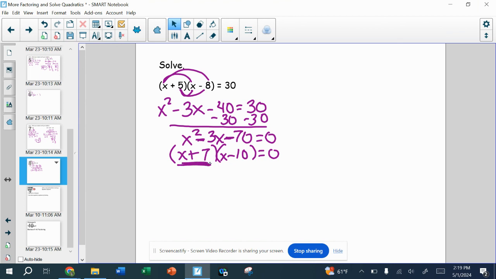So what makes this factor equal to 0? X equals negative 7. What makes this factor equal to 0? X equals positive 10. All right. That's very much like your assignment is going to be today. So I hope that that made sense.